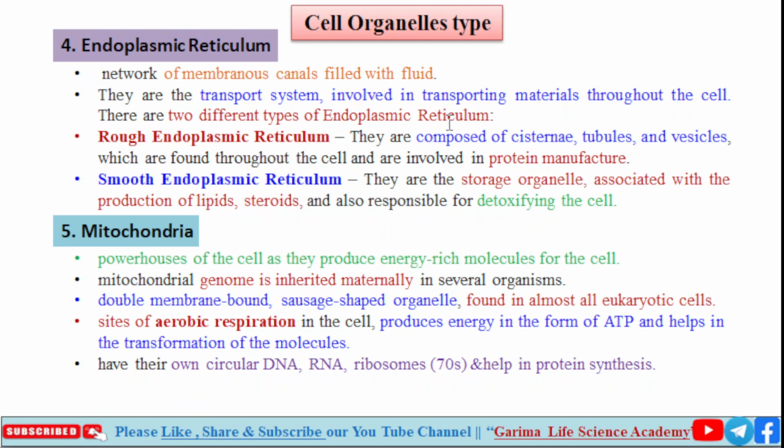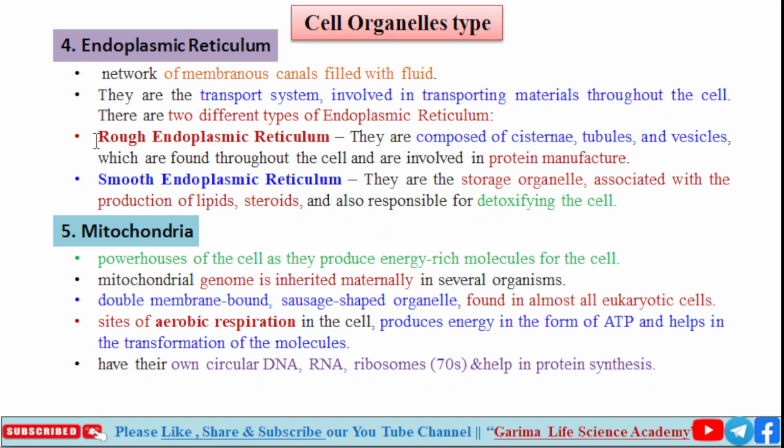There are two different types of endoplasmic reticulum. The first is rough endoplasmic reticulum, and the second is smooth endoplasmic reticulum. The only difference between rough and smooth is the presence of ribosomes. Rough endoplasmic reticulum has ribosomes, but in smooth endoplasmic reticulum, ribosomes are absent.